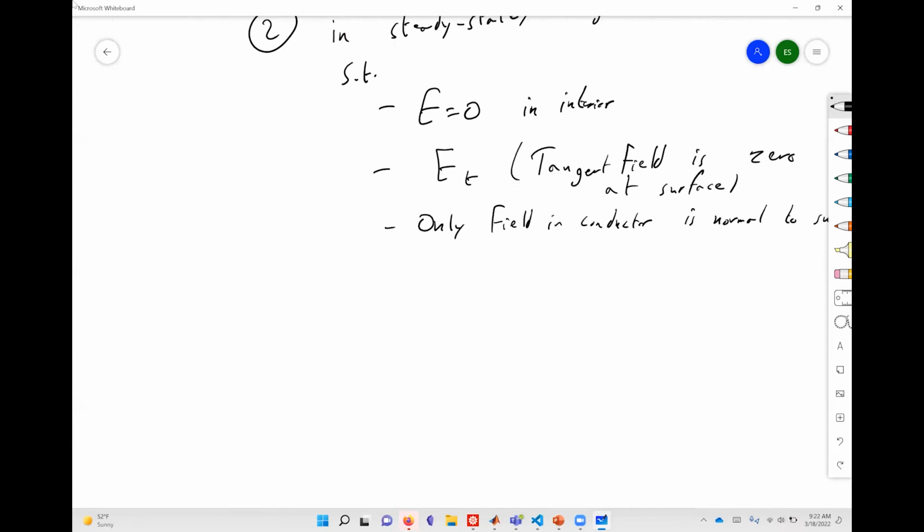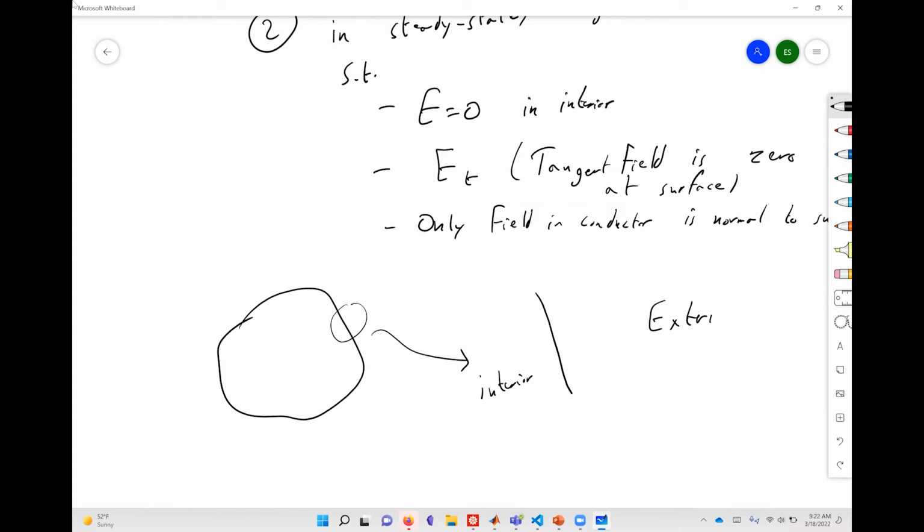Right? And why is that? So I have my conductor. Let me zoom in on a boundary. So this is the interior, and this is the exterior. This is air, let's say. We're saying that for the field at the boundary, we established that the field inside the conductor has to be 0. Okay, the only field that exists is due to the charge density rho s on the boundary.